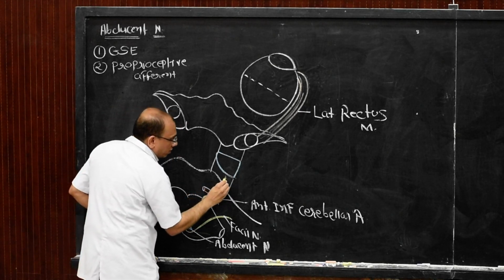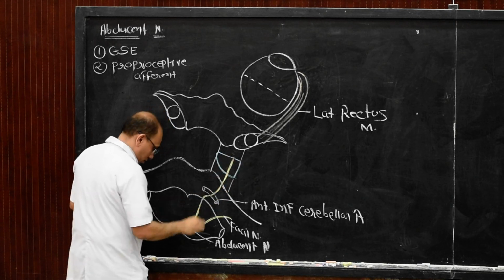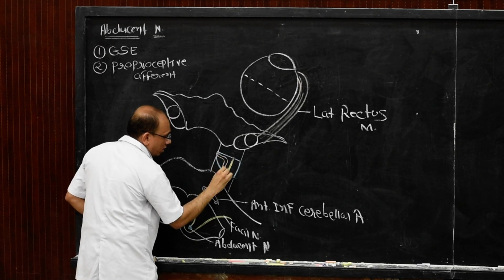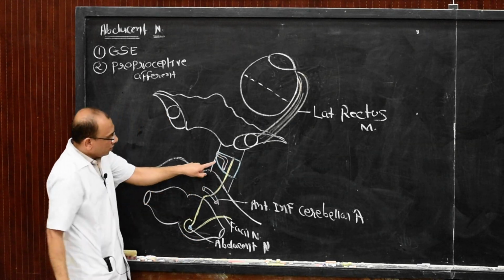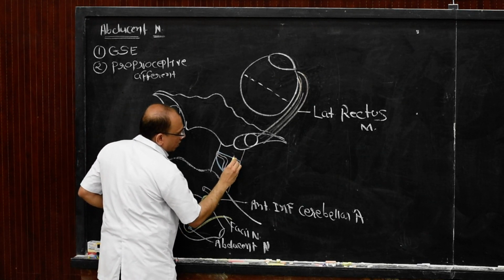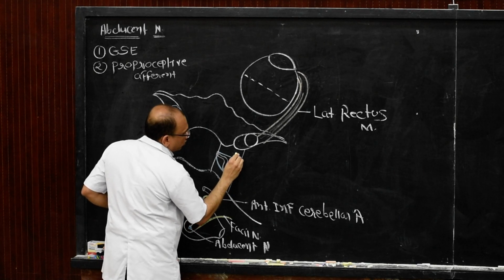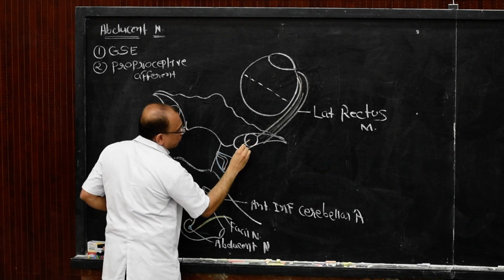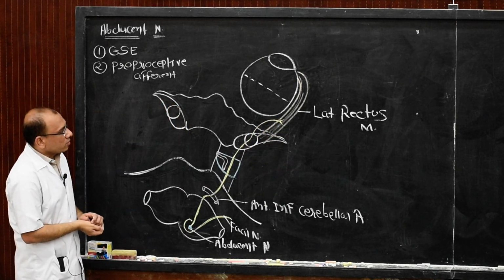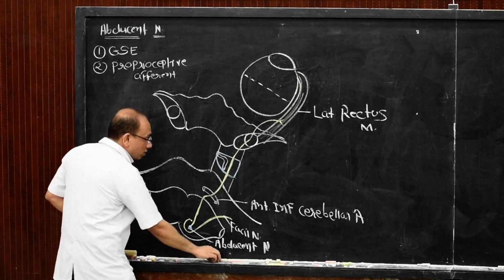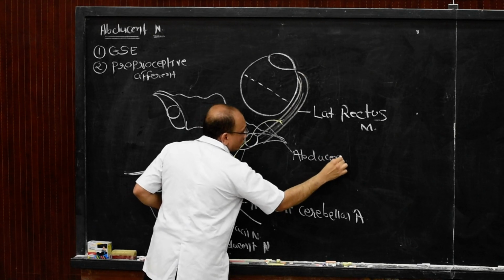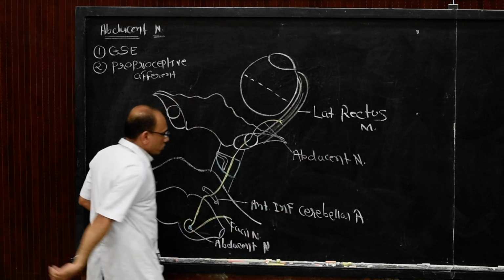Then the nerve passes through the cavernous sinus, and along with this, here is the site of the internal carotid artery. So infralateral to the internal carotid artery, it crosses through the cavernous sinus, and then through the tendinous ring enters into the orbit and supplies the lateral rectus muscle. So this is the course of the abducent nerve.